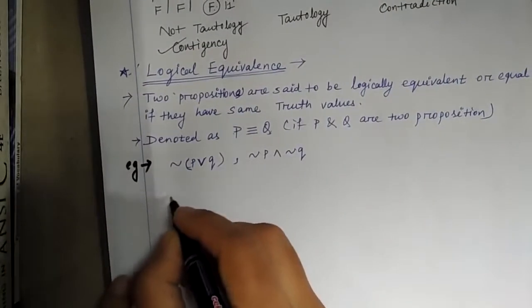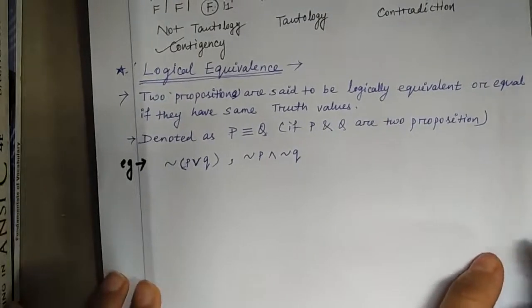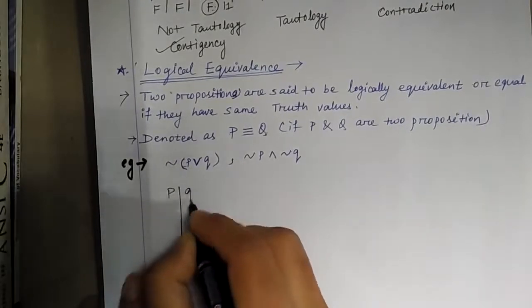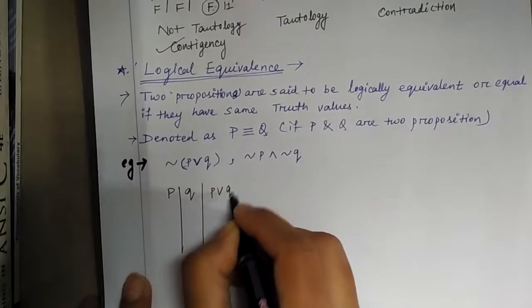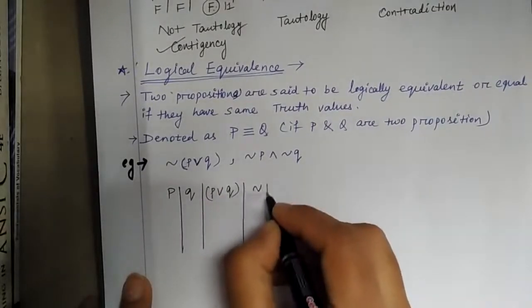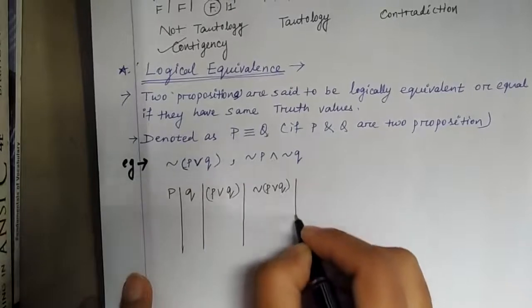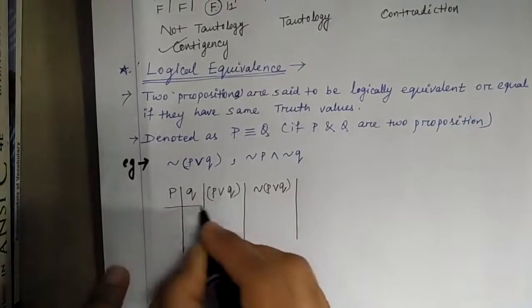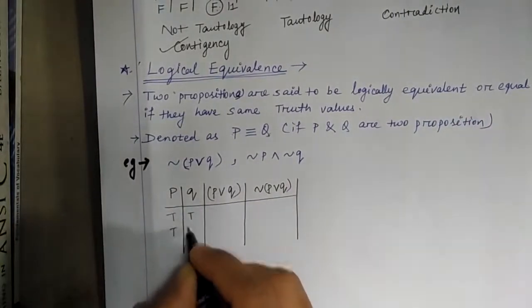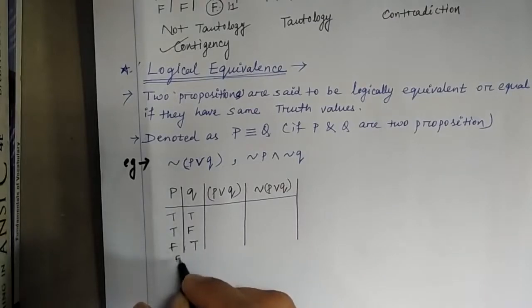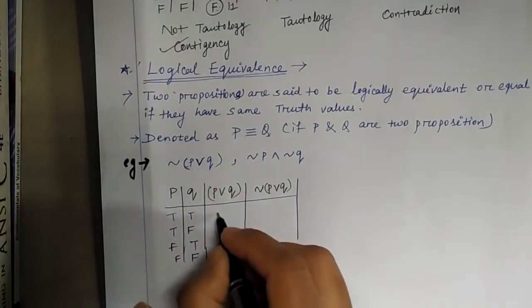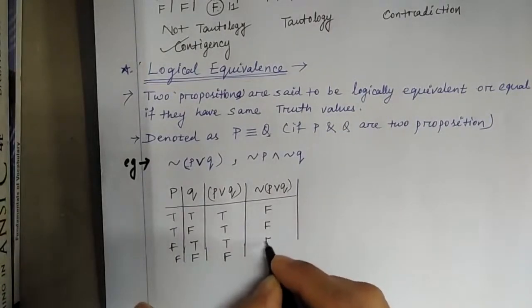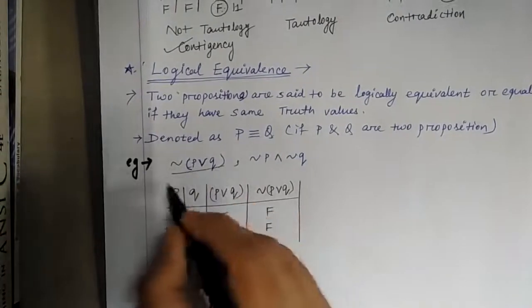So for the first one we'll go. How many columns will be there? P, Q, P or Q together, and then negation of P or Q, the original one. So this is the OR symbol. We'll try to maintain the truth table. In the OR one, what do you get? All true and the last is false. If you take the negation of that, what will you get? All false and the last is true. So this is done for the first one.